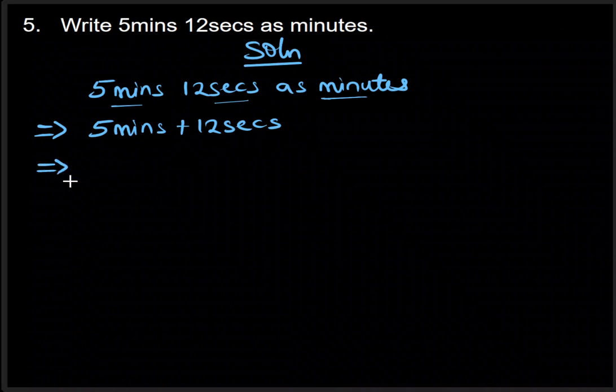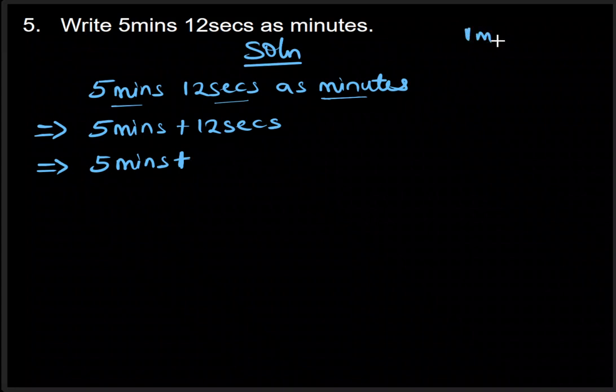And then what this implies is 5 minutes plus, we have to change the 12 seconds. So 12 seconds will be written as what in minutes? That's what you must take note. And how do we do that? Of course, 1 minute is equal to 60 seconds, and then we have 12 seconds equal to x. Don't forget what we did in proportion.